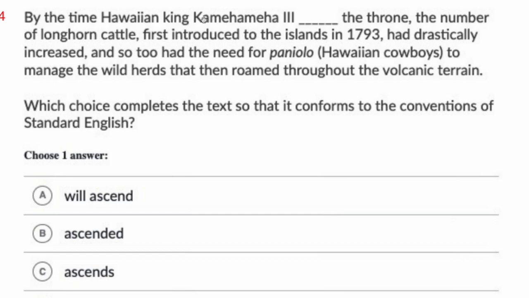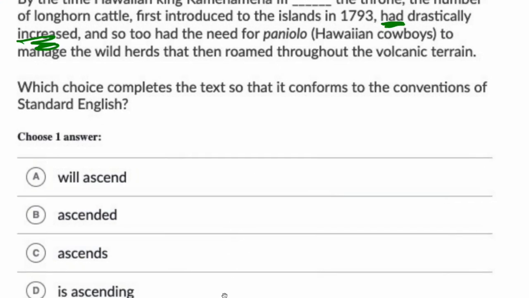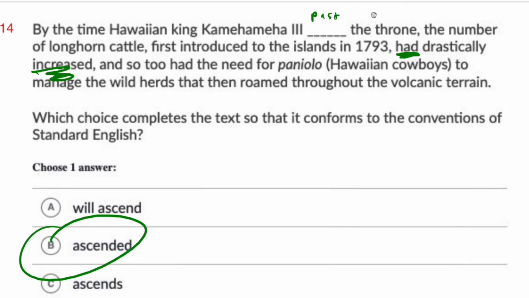But by the time this king did something to the throne, the number of longhorn cattle had drastically increased. And that's a clue. Had increased. That's the past perfect. When do you use the past perfect? To refer to one thing that happened before some other thing in the past. But really, the fact that this is in the past perfect tells us that this needs to be in the past tense. I can come back and say that again. By the time he did this, he had already done this other thing.